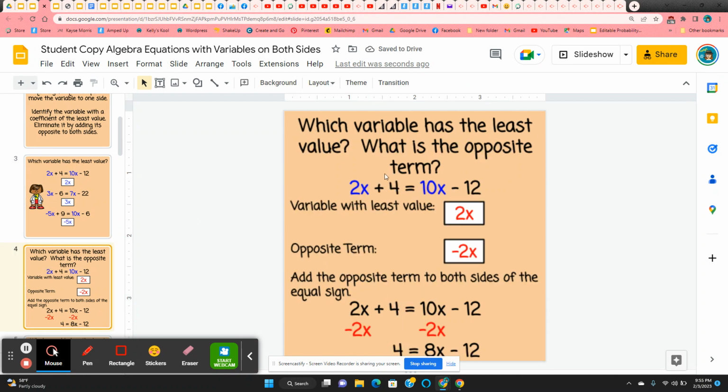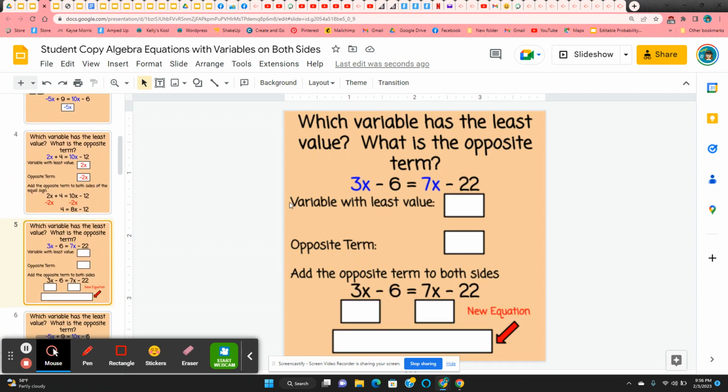Okay, so students then are given an algebraic equation. They're going to choose the one with the lesser value, 2x and 10x, so 2x would be the lesser value. The opposite would be negative 2x. So if you want to eliminate that smaller variable, you're going to take the opposite. So you're going to add the opposite to both sides of the equal sign. So you're going to add negative 2x to both sides, and that'll give you a two-step equation to solve.